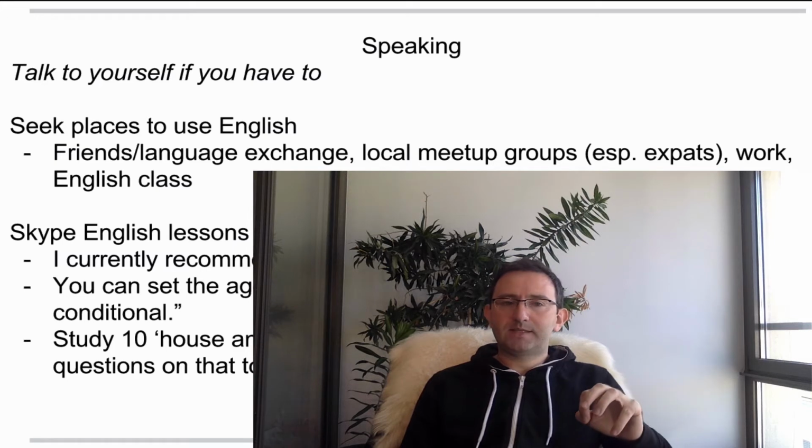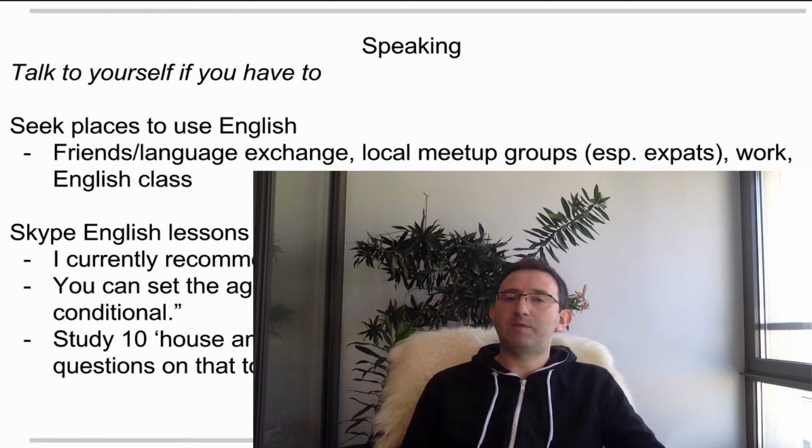Then seek places to use English. So you go and find groups. So you might have some English friends. Can you hang out with them more? Can you find a language exchange in your area? You teach them German, they teach you English, whatever language you speak. There are local meetup groups in almost every city. You're especially looking for groups that have expats in them, expatriates, people like me. So in Switzerland, there's a website called English Forum.